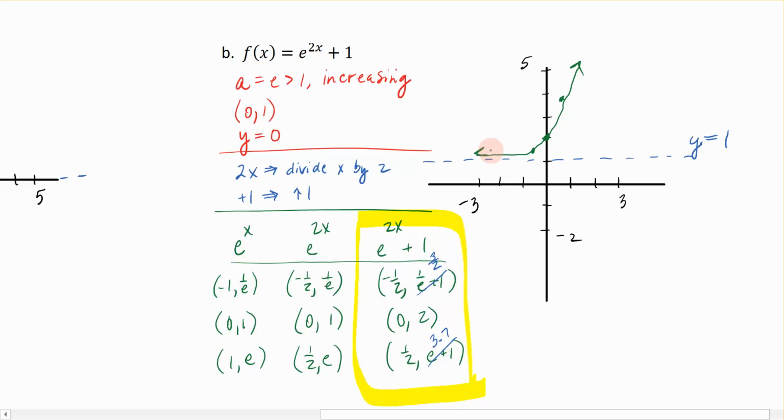And that's how we would graph it using translations, transformations, those mean the same thing. I would say that when we have a multiplier like this and you're graphing it by hand, it's sometimes easier to just lay out your points like this.